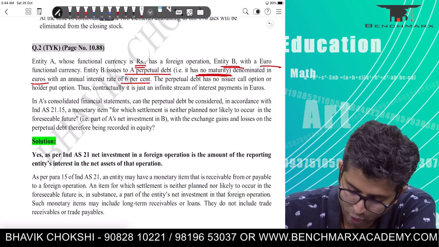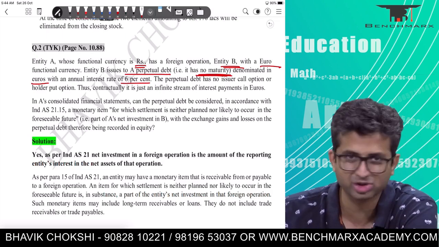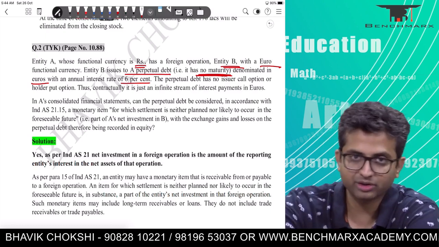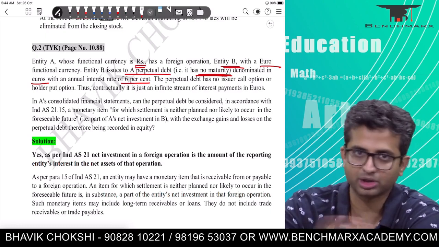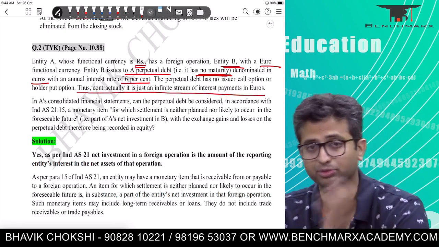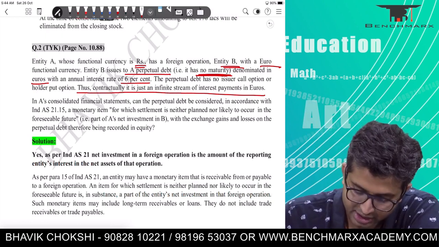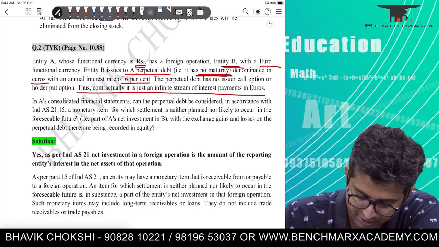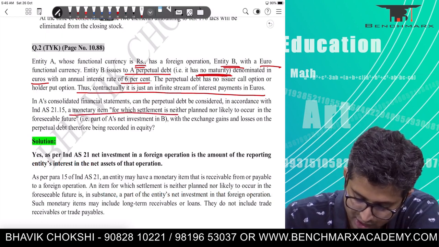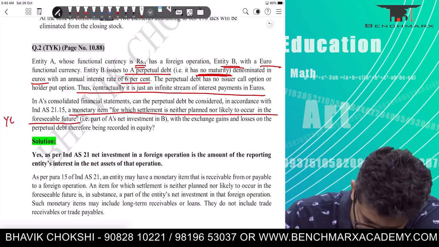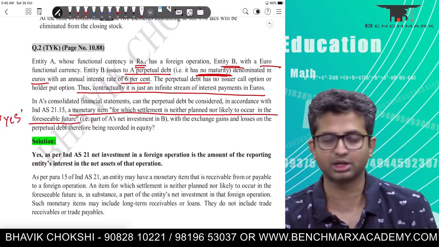The perpetual debt has no issuer call options or holder put options, which means it is permanent in nature. No one is going to call it back, or no one has a right to put it back earlier. Thus, contractually, it is just an infinite stream of interest payments in euros. In its consolidated financial statements, can the perpetual debt be considered, in accordance with Ind AS 21, a monetary item for which settlement is neither planned nor likely to happen in the foreseeable future? Yes, it will be. Why? Because it is permanent in nature.